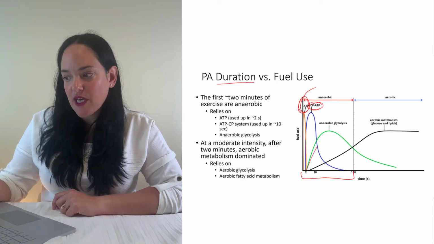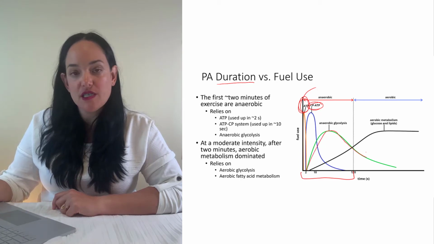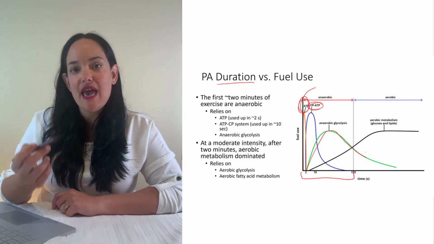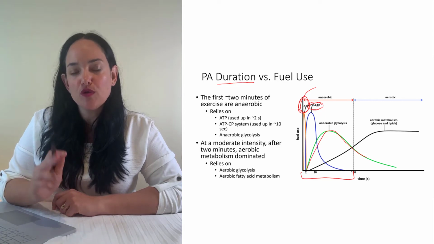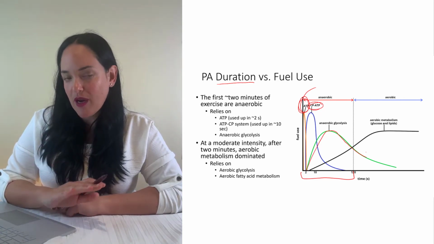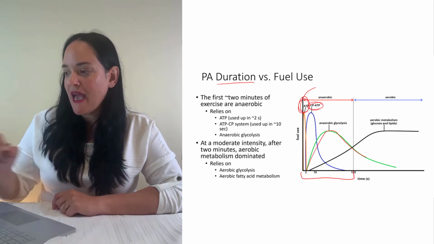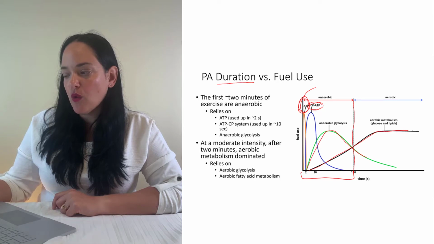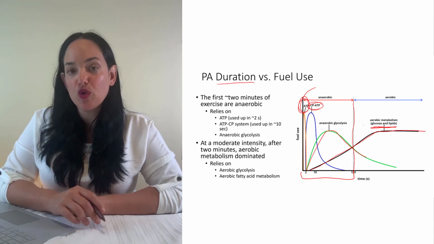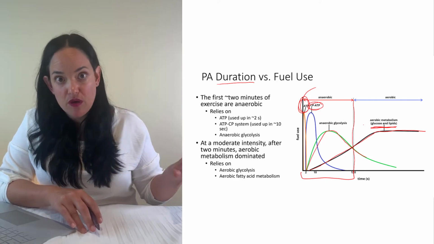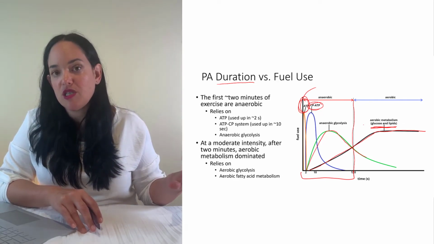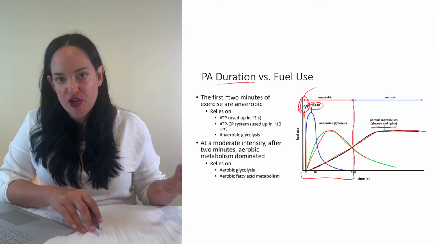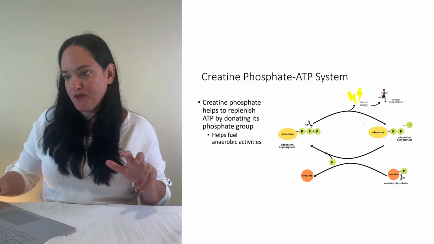After that, something called anaerobic glycolysis kicks in. And this is the anaerobic breakdown of glucose, which, remember, produces pyruvate plus some ATP. After about 2 minutes, we get more into our aerobic zone and our aerobic metabolism, the aerobic metabolism of both glucose and lipids, that which we learned about in chapter 3 during cellular respiration. That is the predominant way we get fuel.